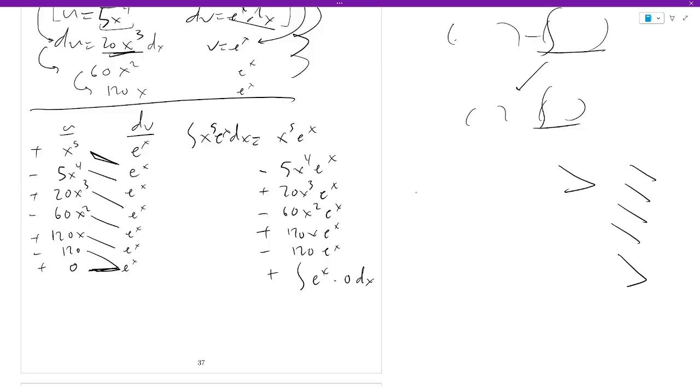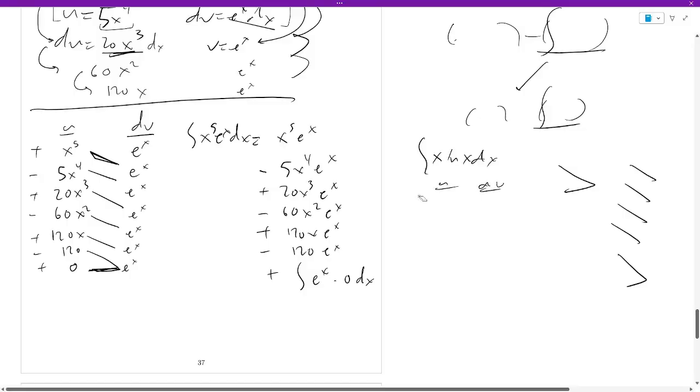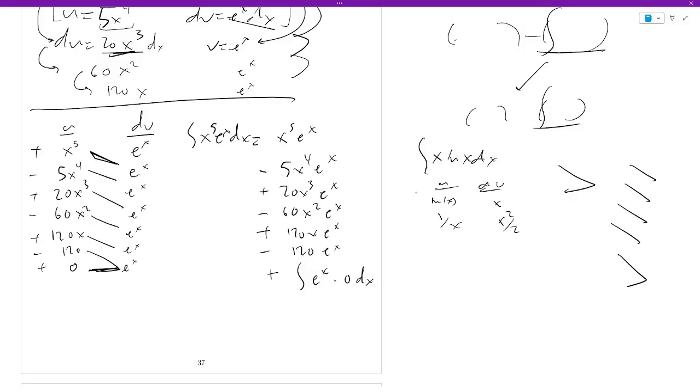So the regular by parts, maybe if we did x ln x, I could have it in this format. For my u and dv, actually, sorry, I want u to be log x and dv to be x. I take my derivative, 1 over x, and antiderivative, x squared over 2. And then my zigzag is sort of just a one-step version of this thing. I'd have a plus and a minus.